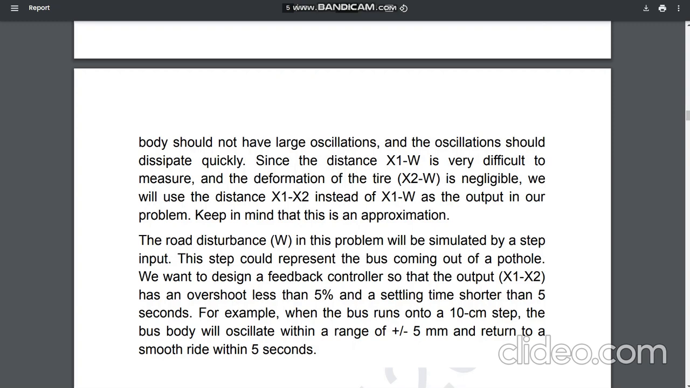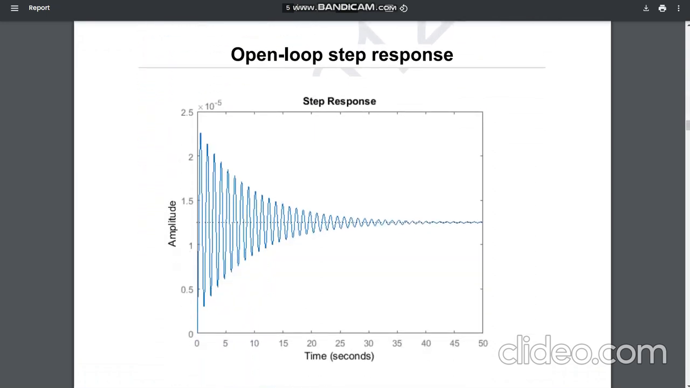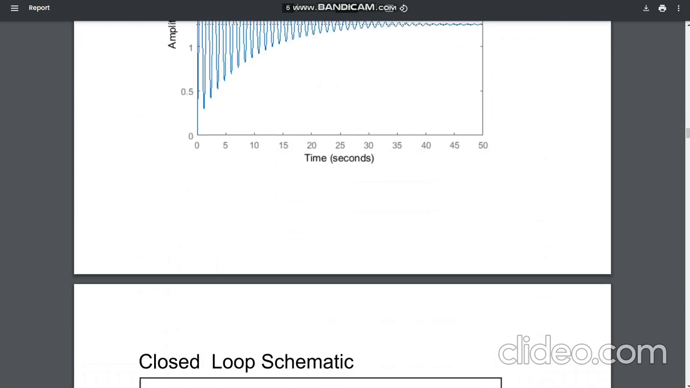We want to design a feedback controller so that the output x1 minus x2 has an overshoot less than 5% and a settling time shorter than 5 seconds. For example, when the bus runs onto a 10 cm step, the bus body will oscillate within the range of plus or minus 5 mm and return to a smooth ride within 5 seconds. The open loop step response for the output is like this. Here we can see it oscillating and going through 0 on the x-axis.